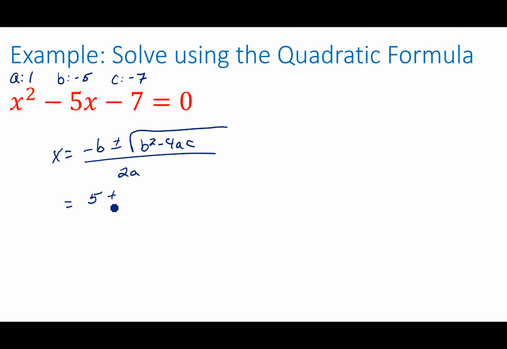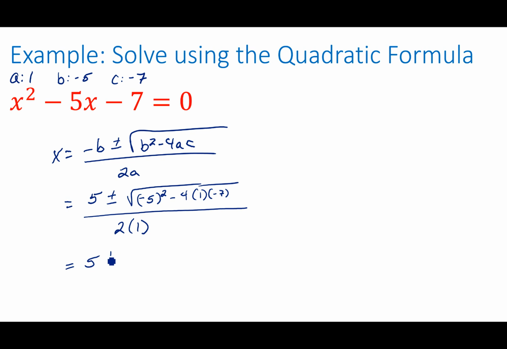So 5 plus or minus the square root. Use parentheses here because negative 5 is squared. If you put in your calculator negative 5 squared without any parentheses, it's going to tell you negative 25. All right, but we know any negative number squared will be a positive. So negative 5 squared minus 4 times my a value, which is 1, times my c value, which is negative 7, all over 2 times 1.